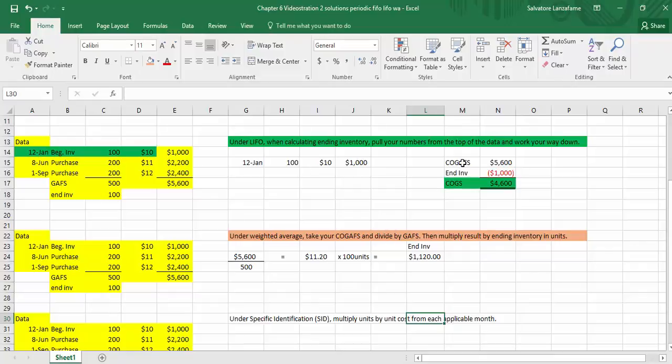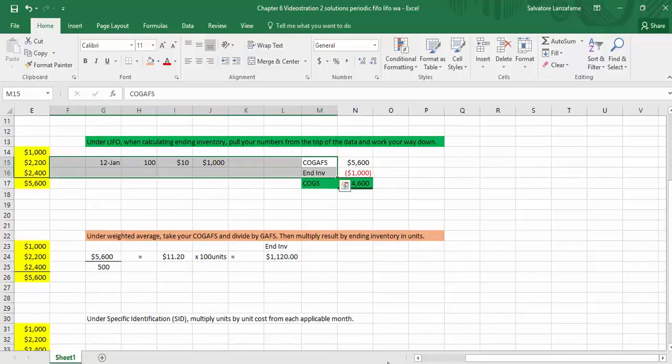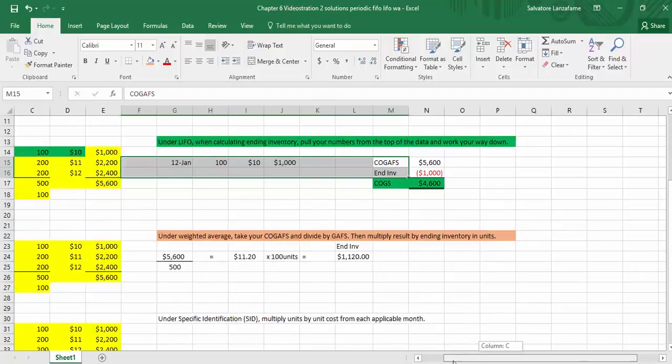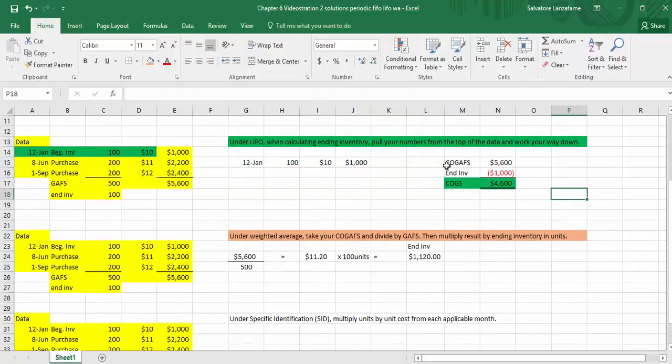Okay, so that's your answer. My keyboard always sticks a little bit here with this new computer that I have. Doesn't do what I want it to do.